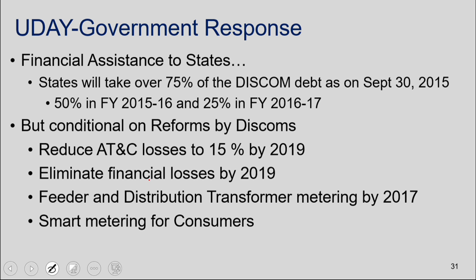But this relief is conditional on certain reforms that the DISCOMs have to enact. They have to reduce AT&C losses. They have to do more metering, because we can't have the same thing again and again, where we take over the debt, but you do nothing, no reforms. Remember, we had a similar situation with the DISCOMs in the early 2000s as well. So this is a problem that keeps recurring.